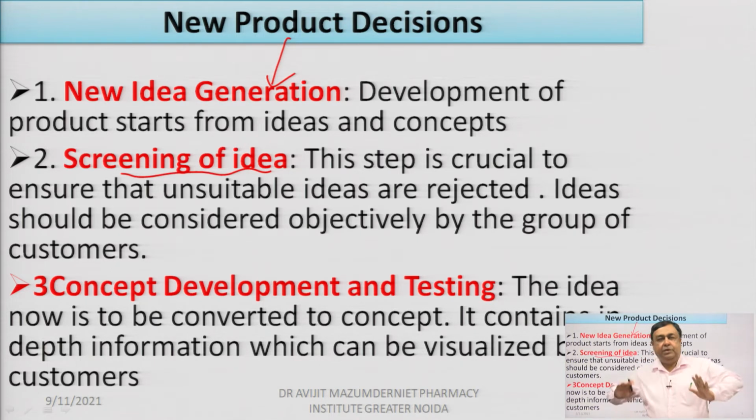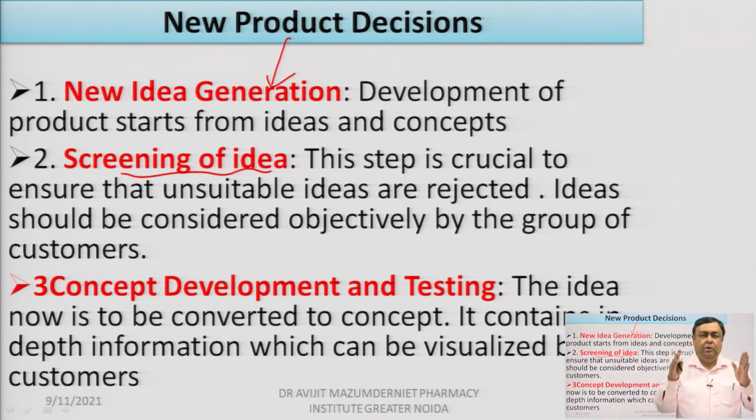After your ideas are screened, you are left with some concrete, clear ideas, then you have to convert that idea into a concept. That is, the finally screened idea has to be converted from an idea to a concept, that is conceptualization or development of the concept. And once you develop that idea into a concept, it contains in-depth information which can be visualized by the customer. It has to have very thorough information, so that the customers are very clear-cut, very focused on what they want.